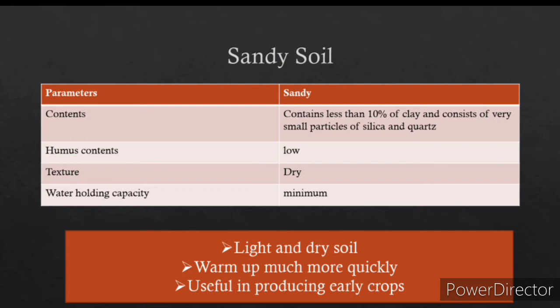The first one is content. It contains less than 10% of clay and consists of very small particles of silica and quartz. Then humus content is very low. Its texture is dry and water holding capacity is very less, or we can say minimum. So once again, recall, light and dry soil warms up much more quickly and is useful in producing early crops.